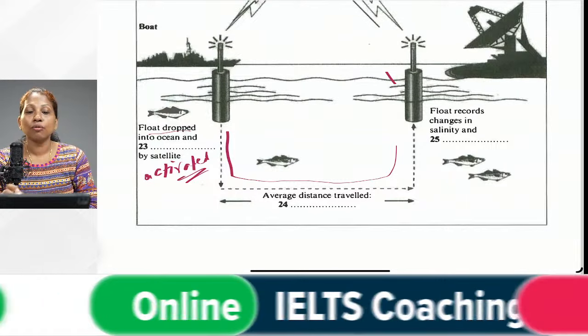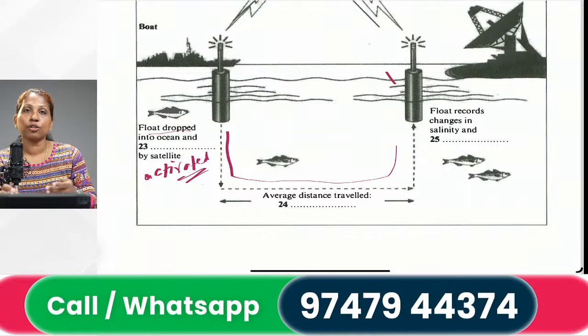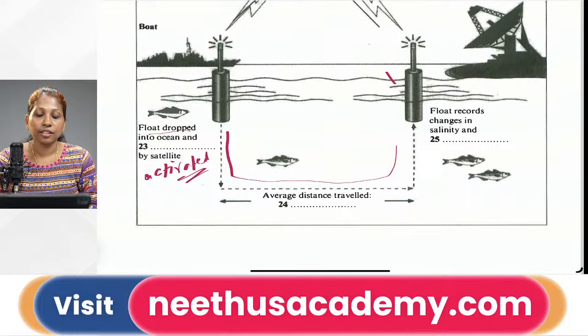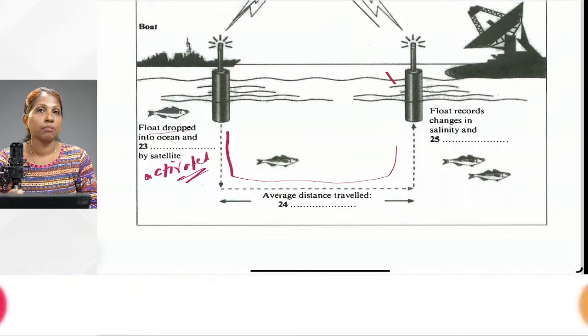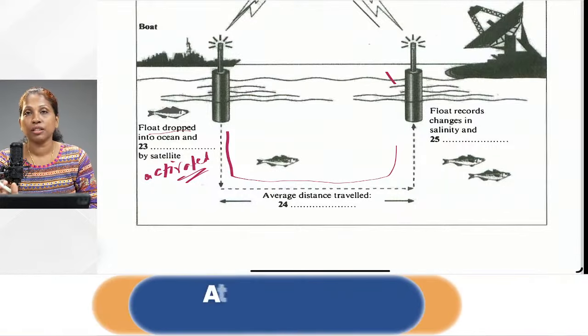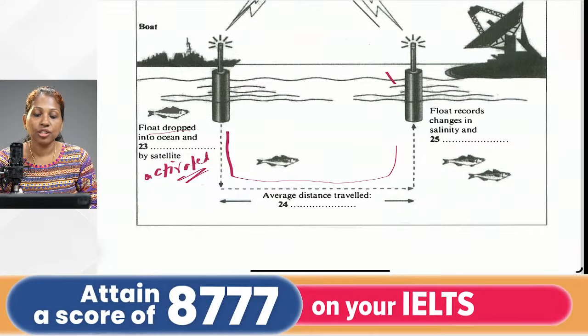Okay, because the float is that which helps the satellite to be activated from that satellite. So that is the answer for 23, that is activated. Next, average distance traveled. Now distance is generally in numbers. You can say meters, kilometers, or whatever it is. So distance normally will be a number. That means the answer will definitely be a number, you can guess. So the average distance traveled is what we are looking for.